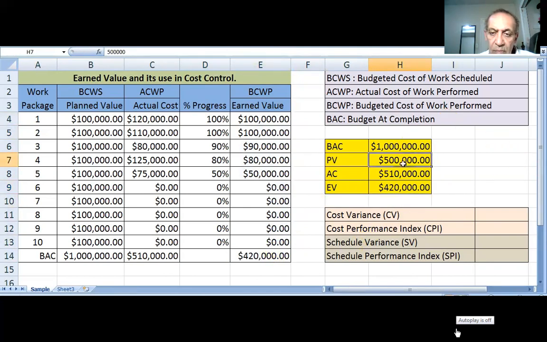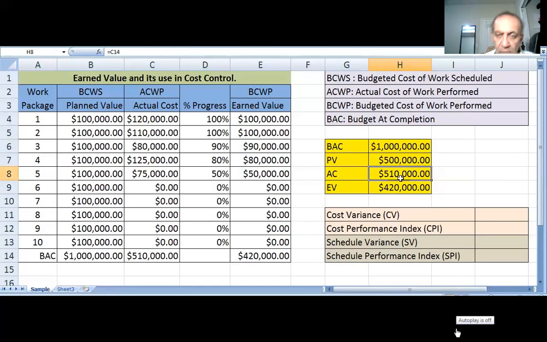Again, the total budget of the project is 1 million. The planned value as of today is 500,000, or otherwise the budgeted cost of work scheduled. I scheduled 5 work packages. For that, I budgeted 500,000, but I had spent 510,000. Does it mean I finished 5 work packages, or only 3, or 4, or 6 work packages? That information is not given here.